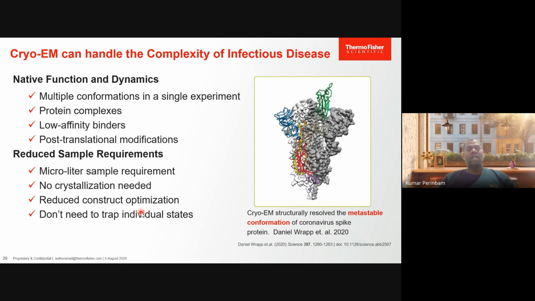And the amount of sample that you need to produce for the experiments is just a few microliters. And there is no crystallization, reduced construct, and optimization, and pretty much everything. Once you have the sample, the rest of it is more like automated things. You can collect the sample automatically, collect the data automatically, and even reconstruction of the data is also quite automatic.